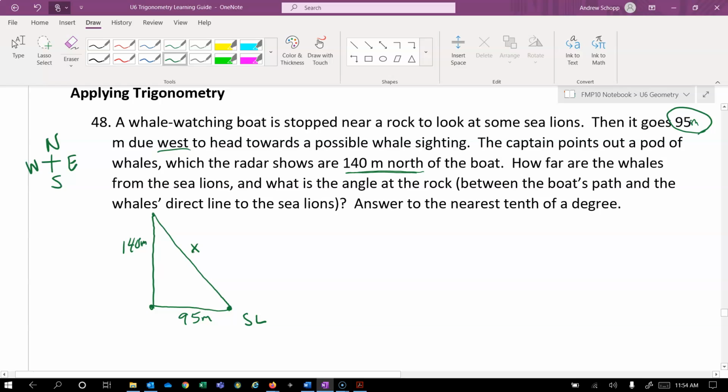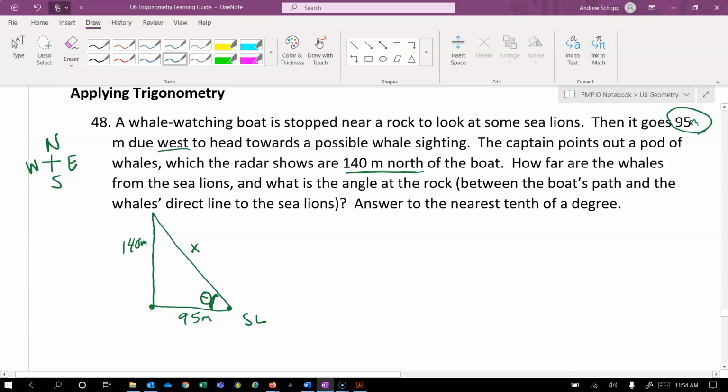And the second piece is, what is the angle at the rock? So that's here where the sea lions were, between the boat's path and the whale's direct line to the sea lions. So this is the angle that we're looking for here, theta. So we're looking for two pieces of information, the distance x and the angle theta.